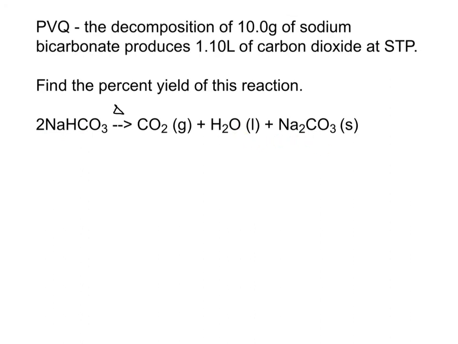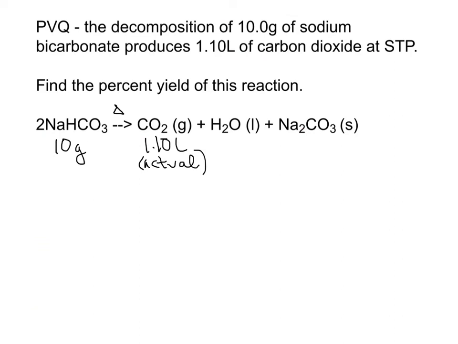You can do this reaction with dry sodium bicarbonate and heat it over a Bunsen burner. You can also do it in the liquid and heat the water up to boiling. The process is going to be the same. You're going to get the same 3 products either way. Okay, so what we're saying is we started with 10 grams of sodium bicarbonate. So we have 10 grams of this reactant. Okay, and we actually collected 1.10 liters. So that's our actual yield.